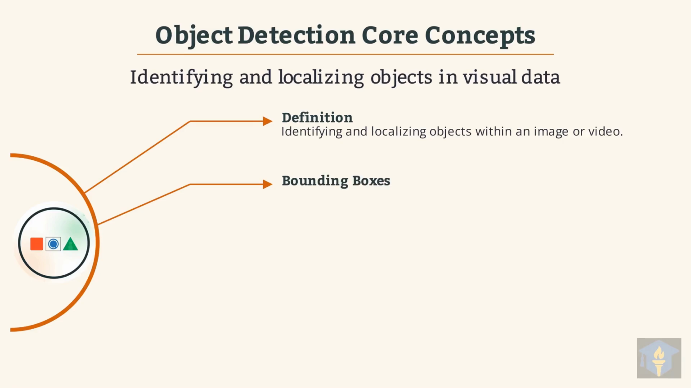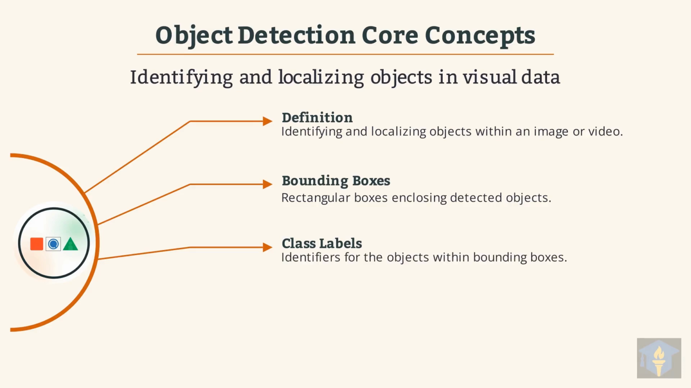A key concept is bounding boxes, which are rectangular frames around detected objects. These are simply rectangular boxes drawn around each identified object to show its location. We also use class labels, which are names assigned to each detected object. These labels act as identifiers, telling us exactly what kind of object is inside each bounding box.